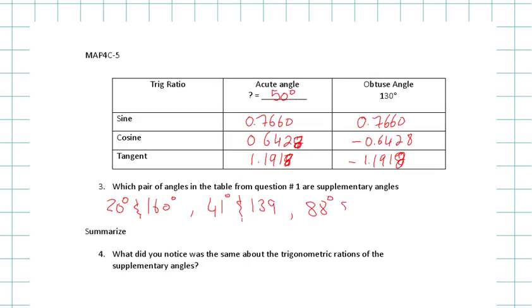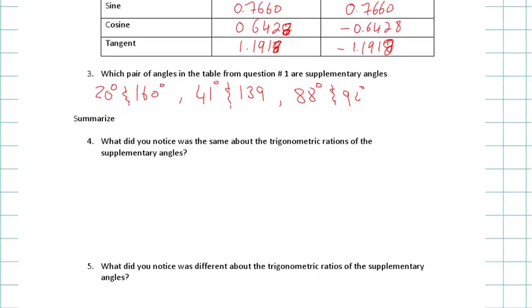Good. What did you notice was the same about the trigonometric ratio of the supplementary angles? So all ratios are positive for acute angles, right? We noticed that. Will you repeat that? All ratios are positive for the acute angle. So all ratios means sine, cosine, and tan are positive for acute angles.